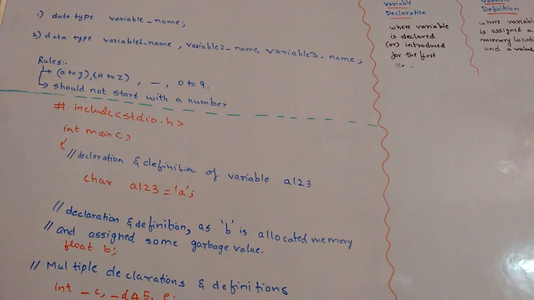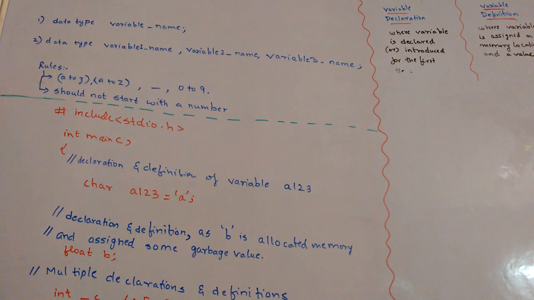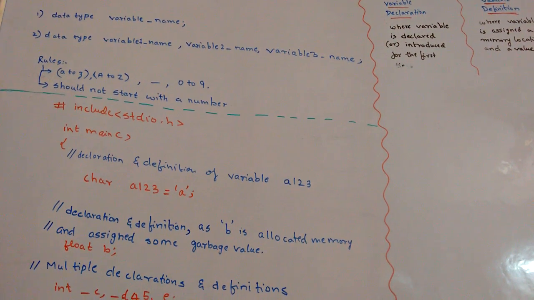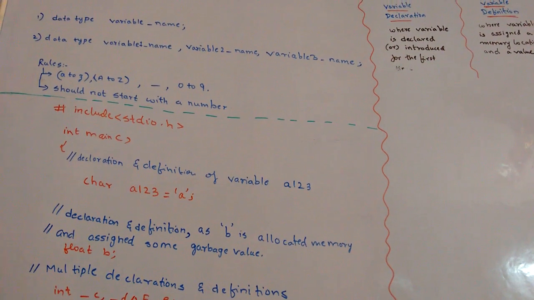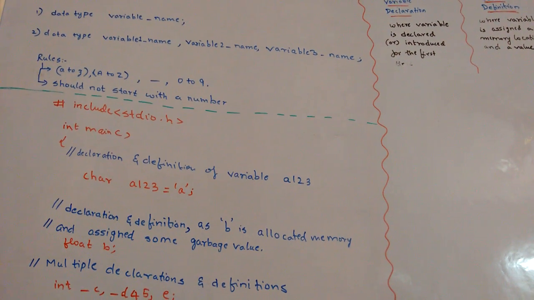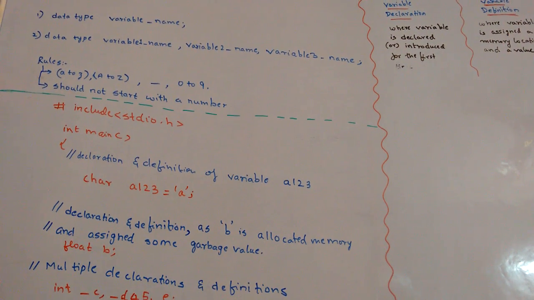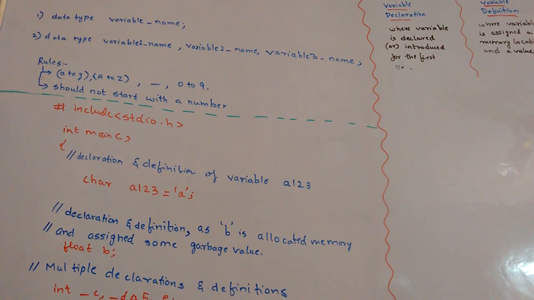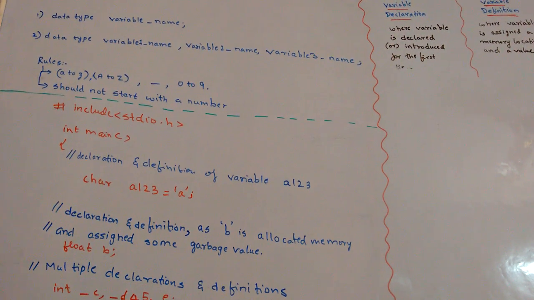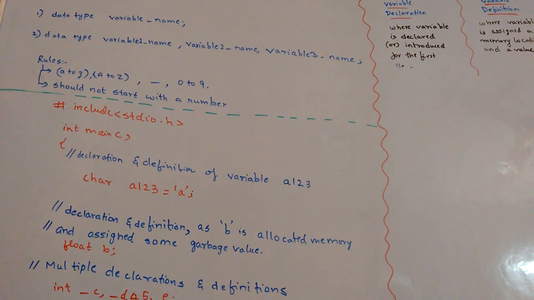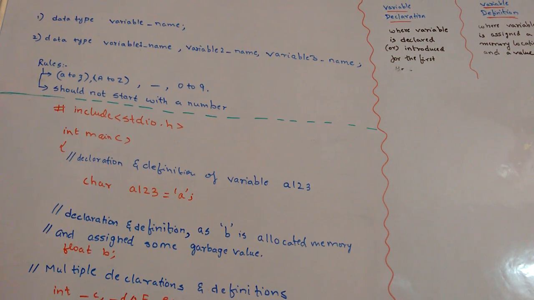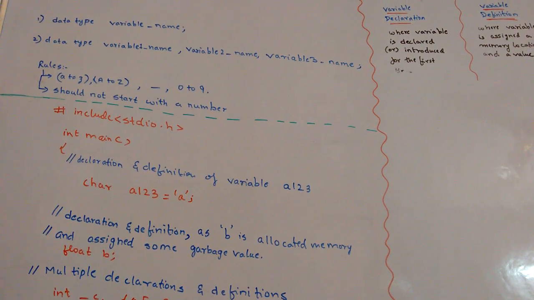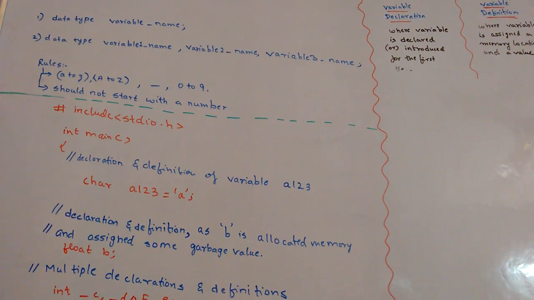So a typical variable declaration, that form only I have written in the left corner of the board. If there is only one variable, I would declare it as follows. As I have written there, I would write the data type of the variable and I would write the variable name. For example, int a. I need an integer variable of name a. That is what it means.